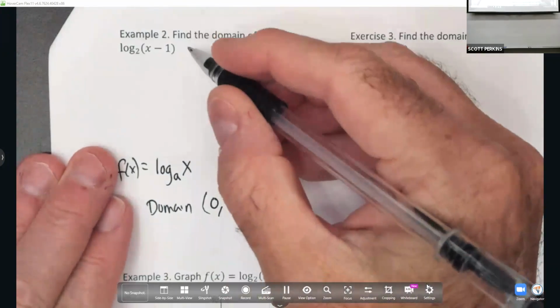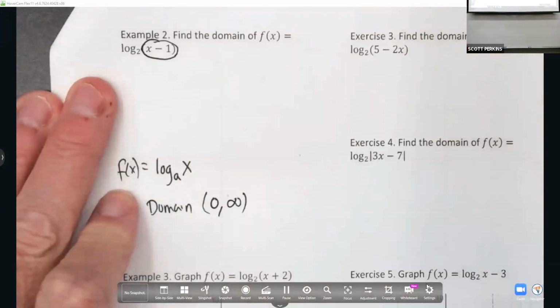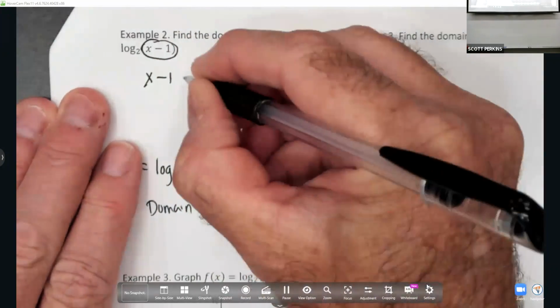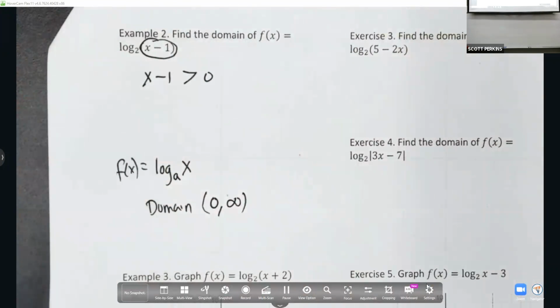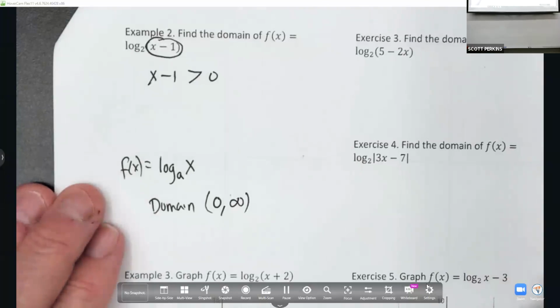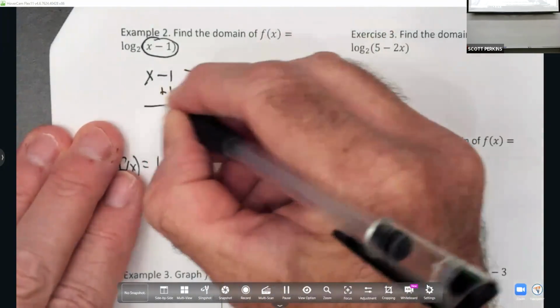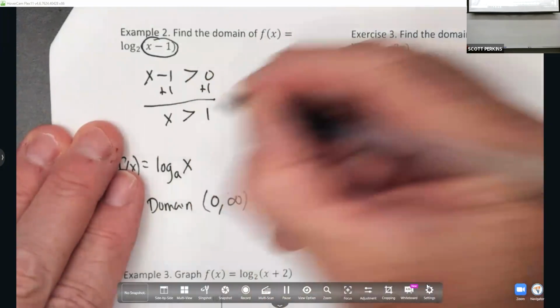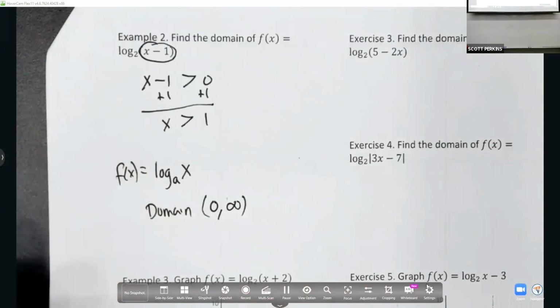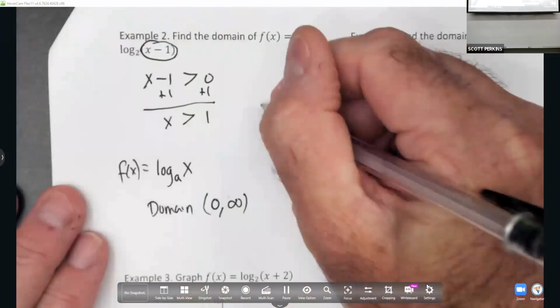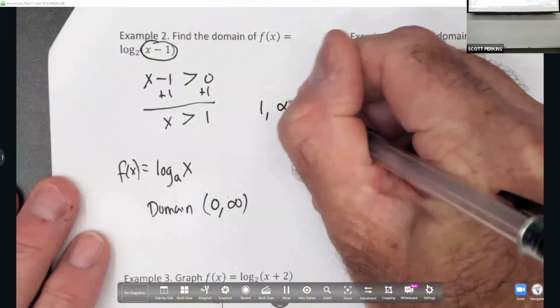For this logarithm, I'm going to say this thing right here that I'm taking the logarithm of, in this case x minus 1, has to be bigger than 0. Now I picked a nice simple example for myself because I'm just coming off the weekend and I didn't want to tax my brain too much. So I'm going to add 1 to both sides, and I get that x then has to be bigger than 1. I'm going to write that in interval notation. If my values are all bigger than 1, that means 1 is the lower end of the interval. Everything else is bigger, meaning it goes to infinity.